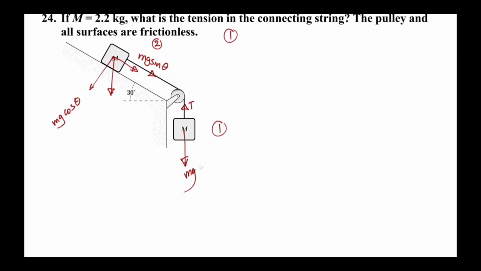On 1, the sum of all forces on 1 equals MA. Since the object is moving downward this way, the acceleration, so mg minus tension equals MA. On system 2, this one here, the tension and mg sine theta are both in the same direction, so tension plus mg sine theta equals MA.